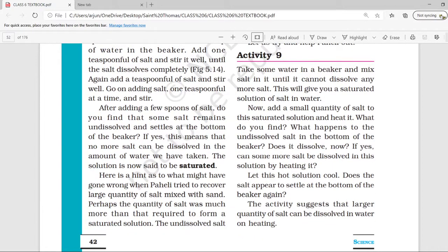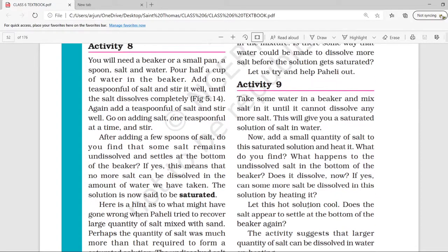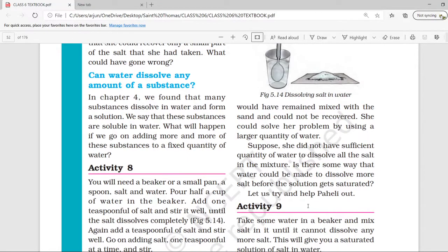Here is a hint as to what might have gone wrong when Paheli tried to recover a large quantity of salt mixed with sand. Perhaps the quantity of salt was much more than required to form a saturated solution. The undissolved salt would have remained mixed with the sand and could not be recovered. She could solve her problem by using a large quantity of water. Suppose she did not have sufficient water to dissolve all the salt in the mixture. Is there some way that water could be made to dissolve more salt before the solution gets saturated? Let us try and help Paheli out.